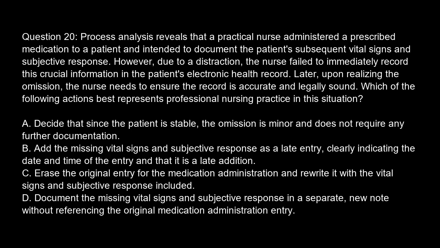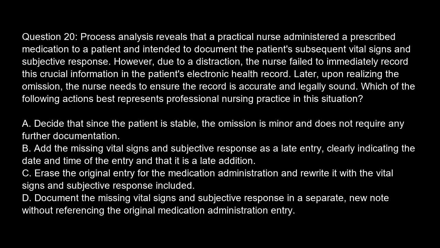Process analysis reveals that a practical nurse administered a prescribed medication to a patient and intended to document the patient's subsequent vital signs and subjective response. However, due to a distraction, the nurse failed to immediately record this crucial information in the patient's electronic health record. Later, upon realizing the omission, the nurse needs to ensure the record is accurate and legally sound. Which of the following actions best represents professional nursing practice in this situation?